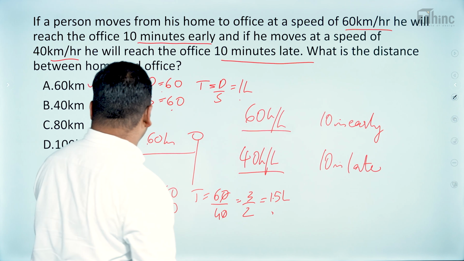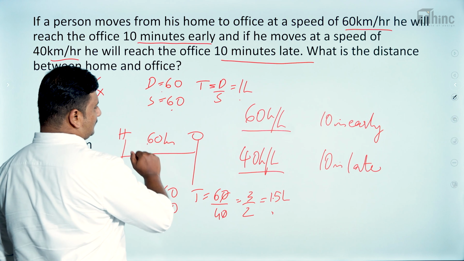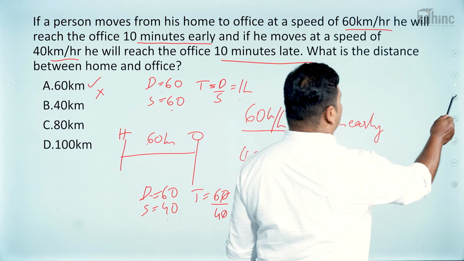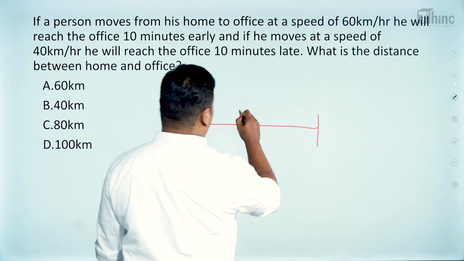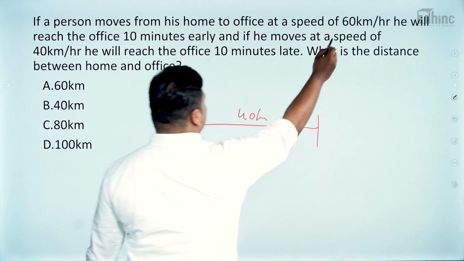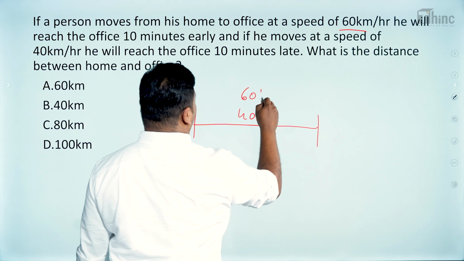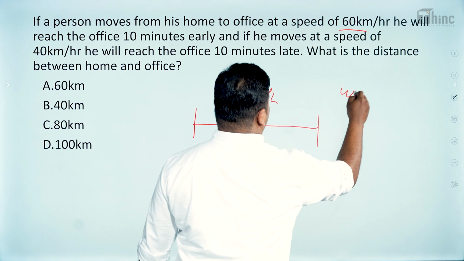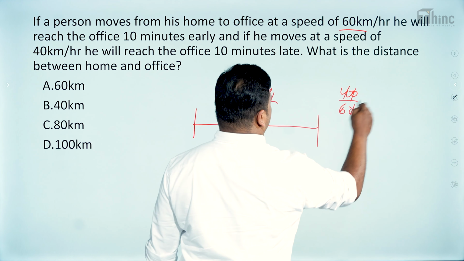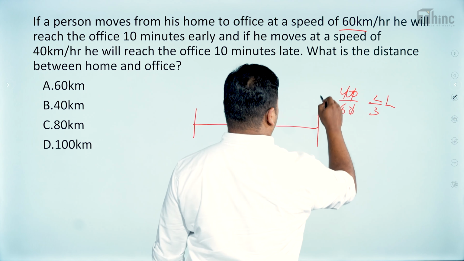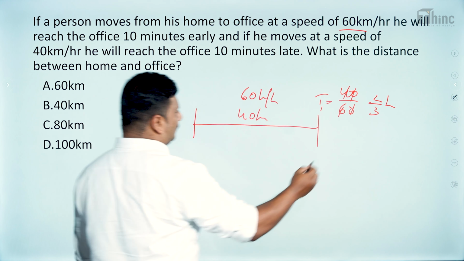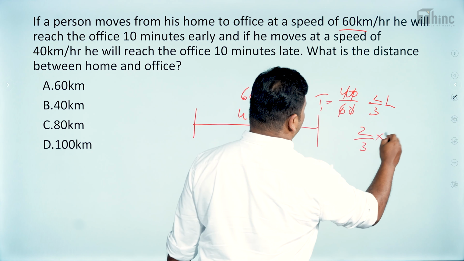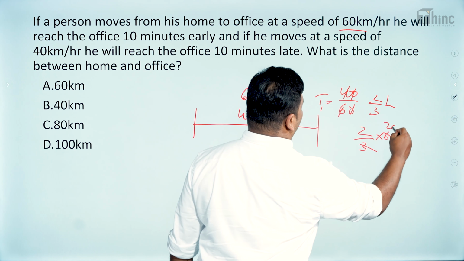Now let's go with option B. Let's say the distance is 40 kilometers. So I'm assuming the distance between home and office to be 40 kilometers. Now if somebody moves at 60, what is the time taken? It is 40 by 60, that is 2 by 3 hours, right? This is the time taken in the initial case. So 2 by 3 hours means how many minutes? 2 by 3 into 60, that is 40 minutes, right?